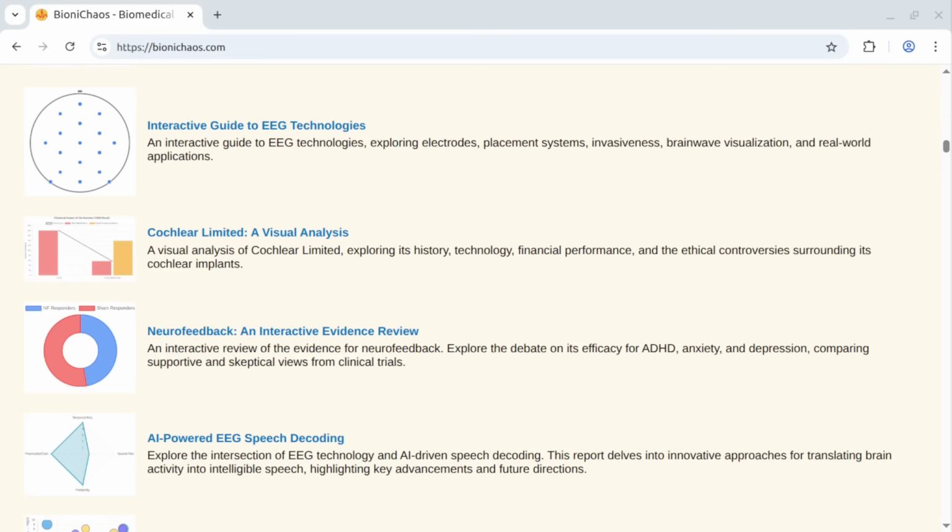It's like a mental workout, but for your brain. And look at this one, AI-powered speech decoding. Imagine your computer understanding your thoughts just from your brain activity.